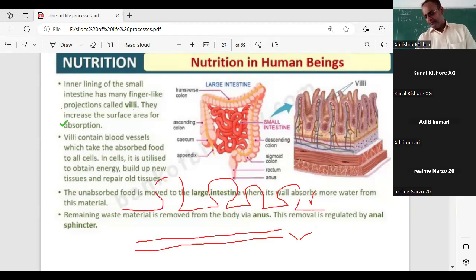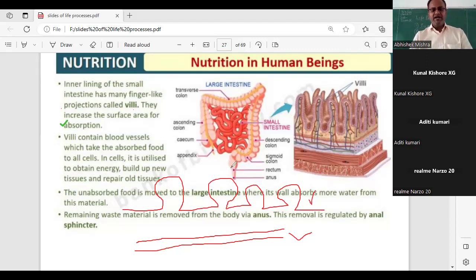I said, suppose there are two tubes. One has the structure like this, and the other has the structure like this. So which tube? You can see my screen also. Fine, good. The first one, correct. The first one.